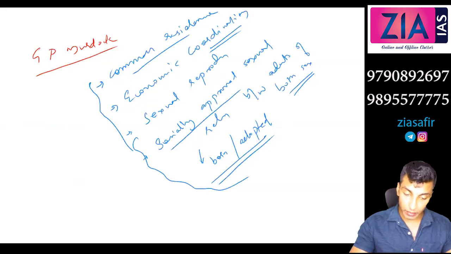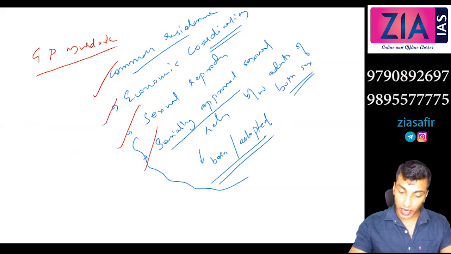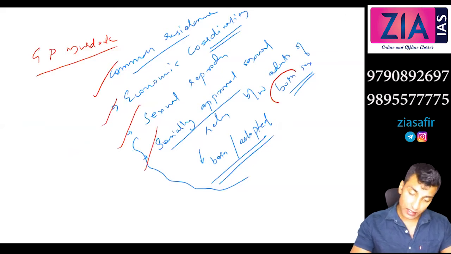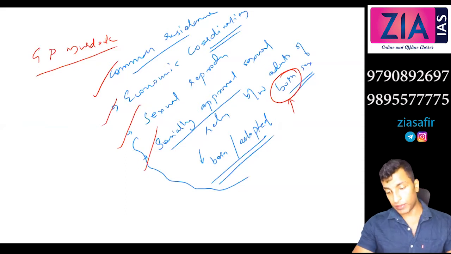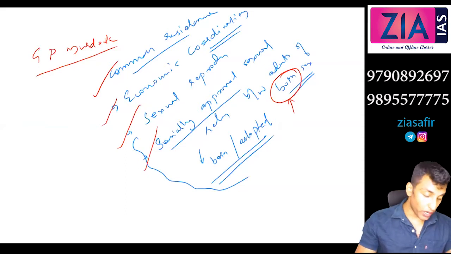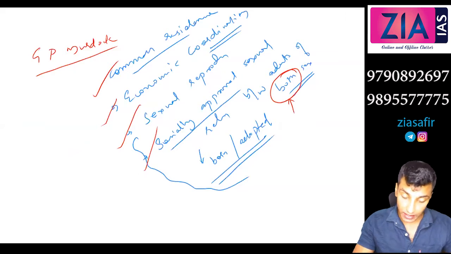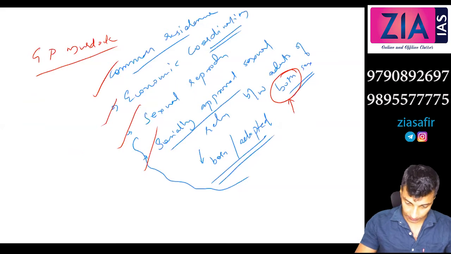These are the common elements: common residence, okay, and then economic coordination, and then sexual reproduction, socially approved sexual relation between adults of both sexes. You can see this will change. Both sexes will later change to, it can be same sex also. That is a somewhat modern understanding that we will discuss later. Okay, so I hope you are done with this. You might have taken down the 5 points.